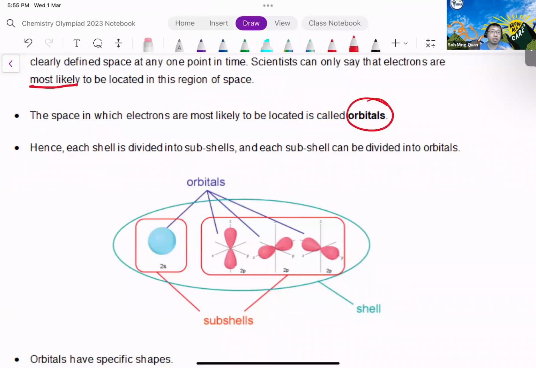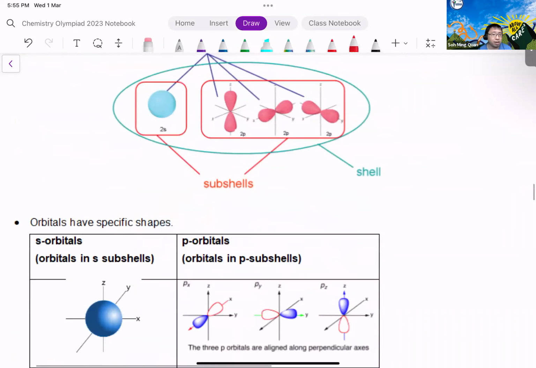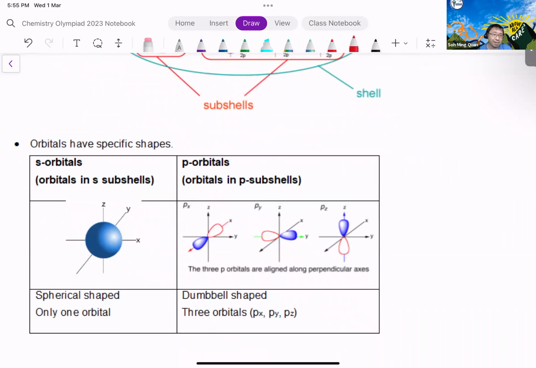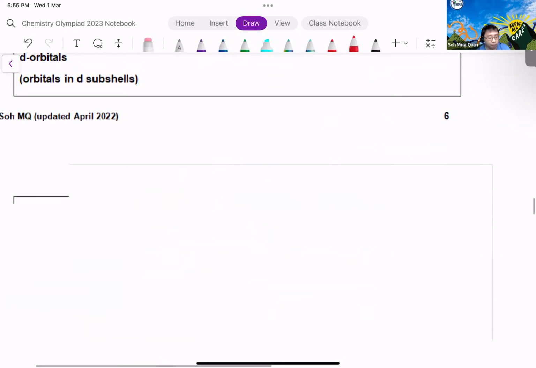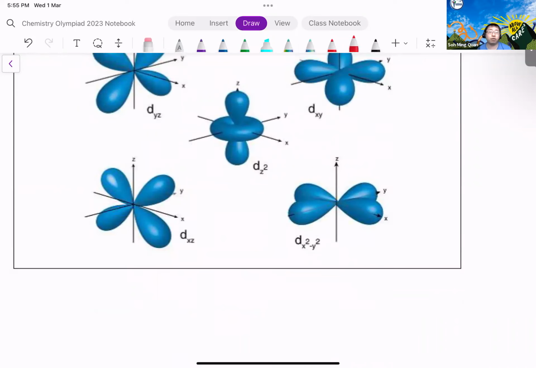So in short, we learn: a shell can be divided into subshells, and each subshell can be divided into orbitals. I'm not going to go deep into orbitals today, but just know that orbitals have shapes. That's why s has a certain shape, p has a certain shape, d has a different shape. If you go on and do more chemistry, you will learn that this is the reason why molecules have shapes. Things are not flat.